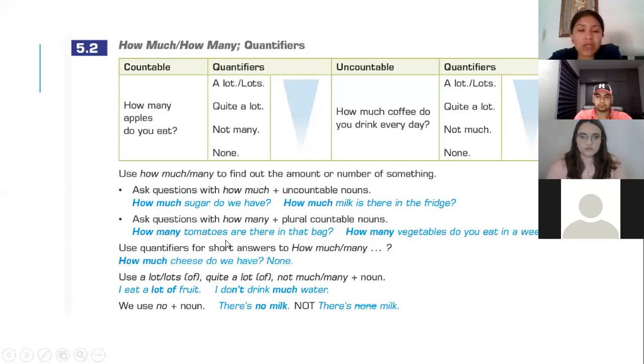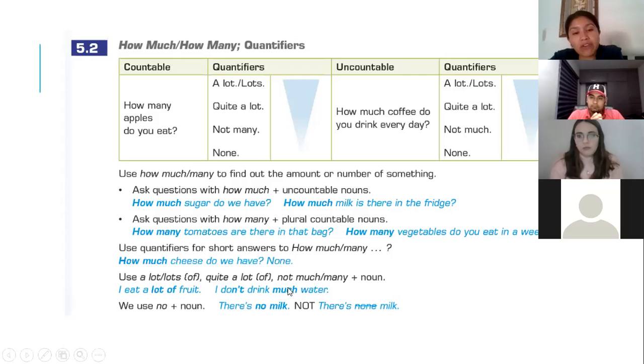And ask questions with how many plus plural countable. Plural countable. How many tomatoes? How many vegetables? How many people? So we have to use the plural version, okay? Tengo que usar la versión plural cuando haga preguntas con how many.